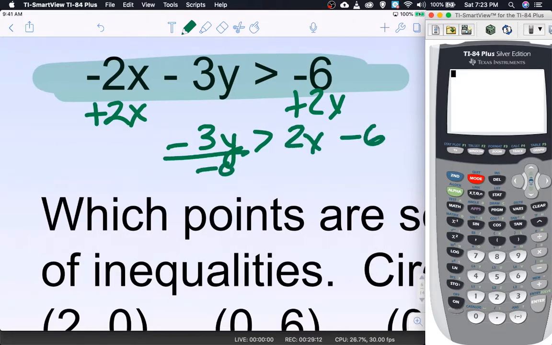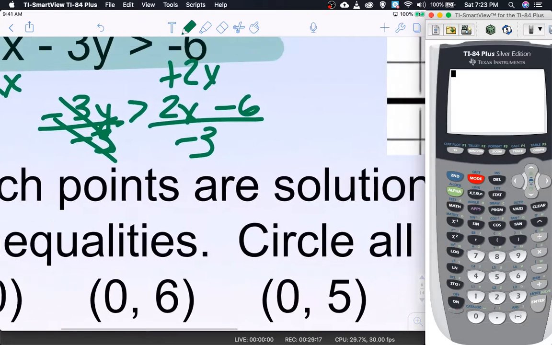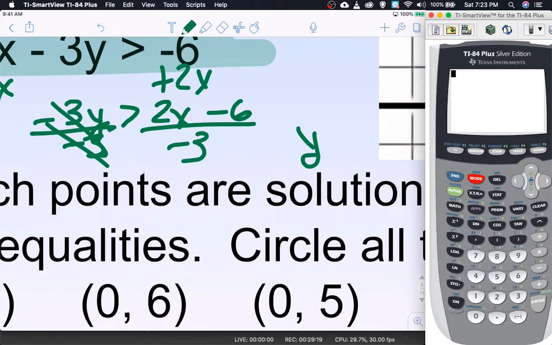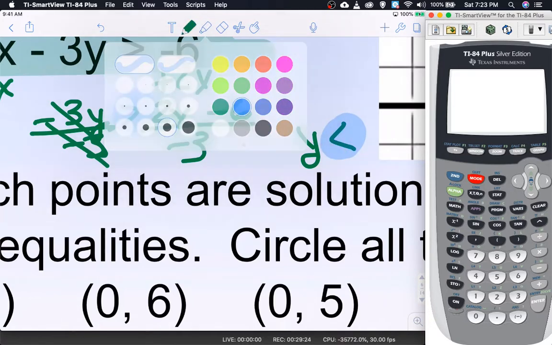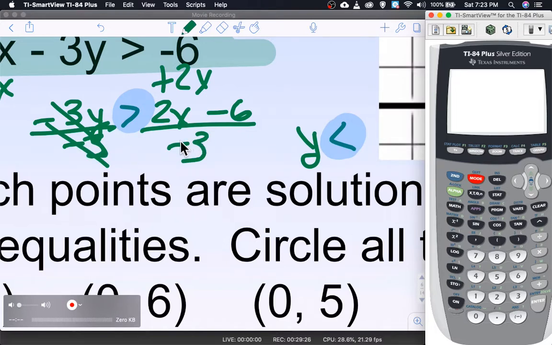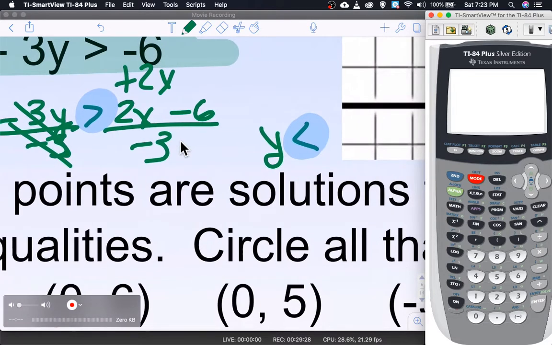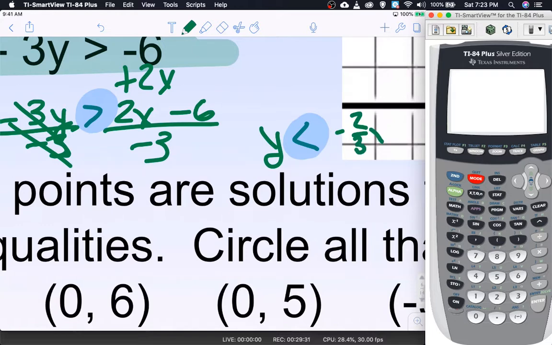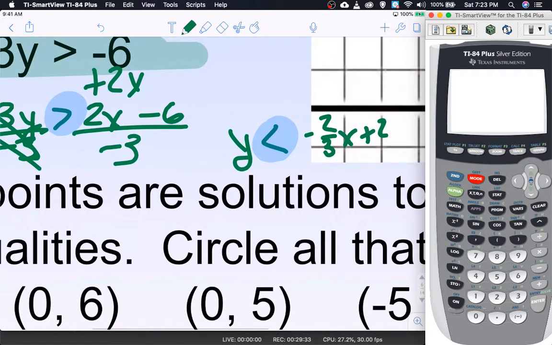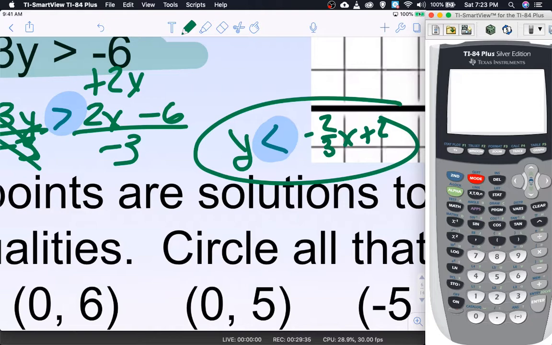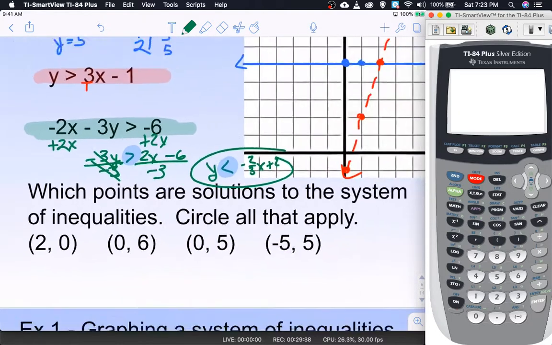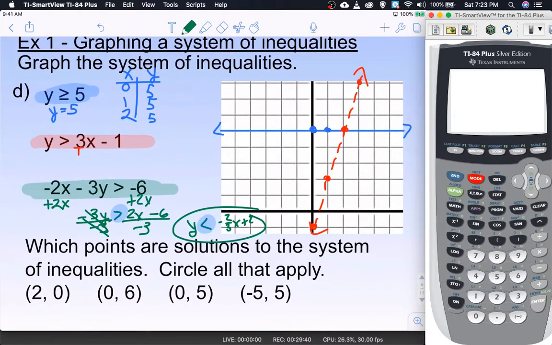When I divide by negative 3 on both sides, I'm going to get y is less than, I had to change the direction of that inequality because I divided by a negative, 2/3 x plus 2. So that's what I'm going to graph as my green inequality. Y-intercept is 2, down 2 over 3.